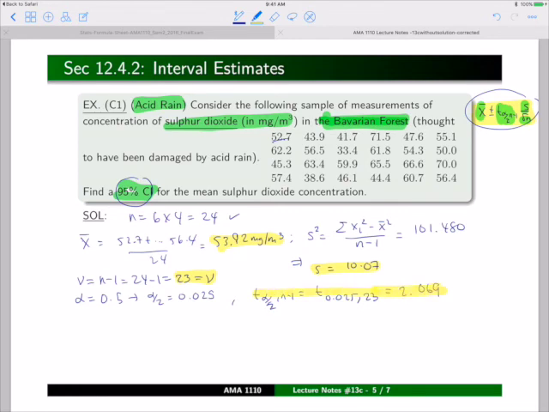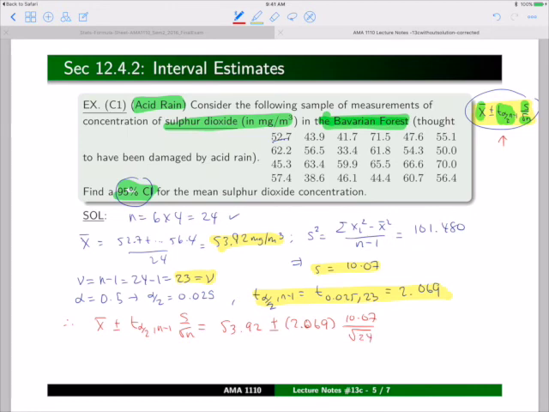So we have everything to compute the 95% confidence interval for the true population parameter when the population standard deviation is not known. So x bar plus or minus t alpha over 2, n minus 1, times s over square root of n. Just plug in all the numbers in yellow, and we get 53.92 plus or minus 2.069 times 10.07 divided by square root of 24.